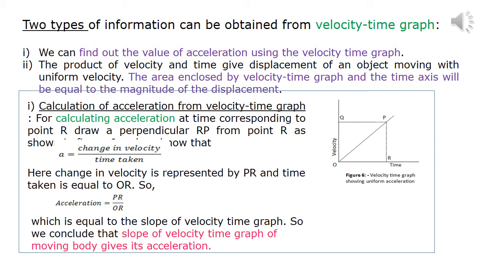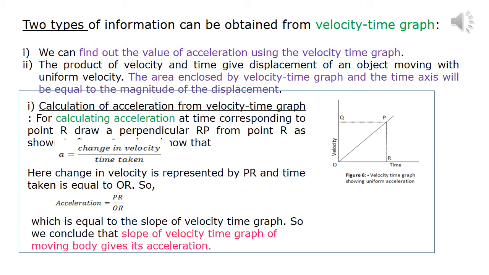From the velocity time graph, we get two types of information. The slope of the velocity time graph gives us acceleration, and the area enclosed by the velocity time graph and the time axis is equal to the magnitude of the displacement. The slope is calculated in the same manner as we did in the case of the distance time graph to calculate speed from it. Here we know that acceleration is equal to change in velocity in unit time.